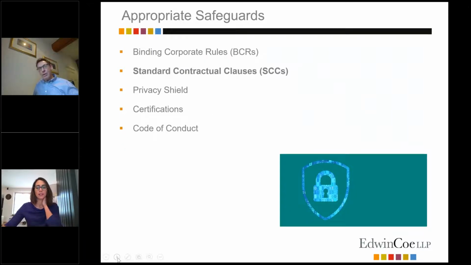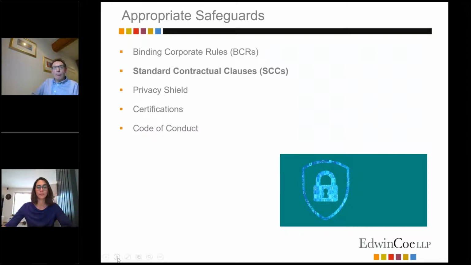So if we move on to safeguards, I've put a few down there. Realistically, if you're looking at putting in place a safeguard to get data from the EU to the UK, so assuming no finding of adequacy, essentially the only safeguard in town is your standard contractual clauses. The rest of them won't work for various reasons.